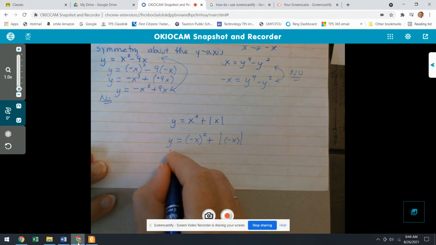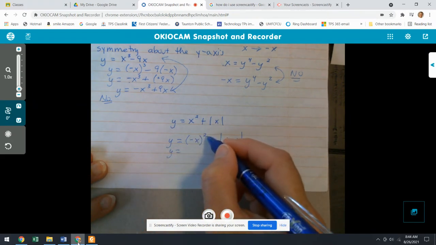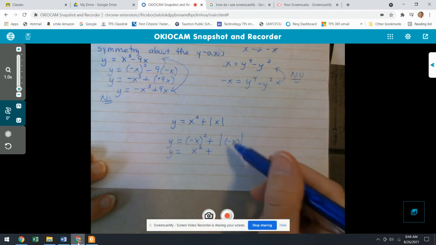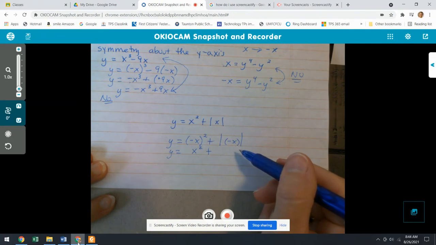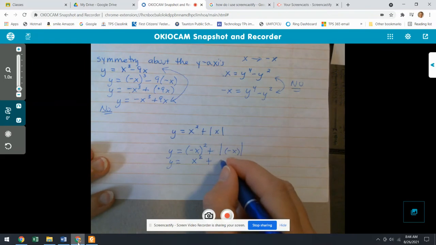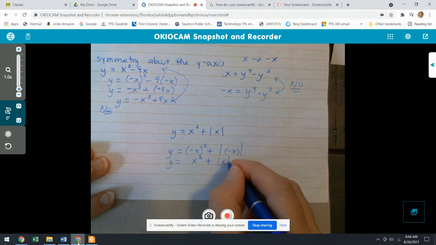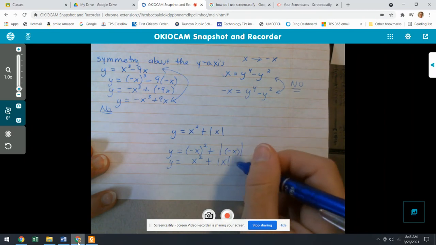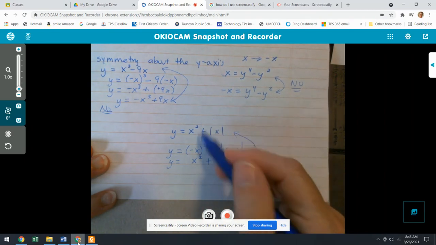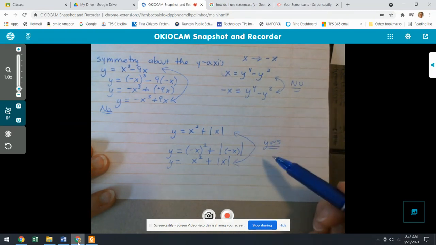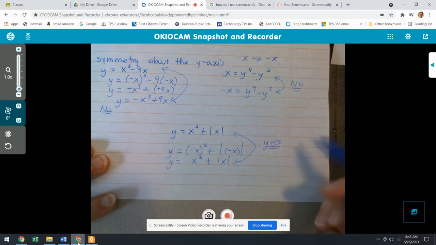So the y can't change, the equals doesn't change. But what is negative x times itself? It becomes positive x squared. Copy the plus sign. And what is the absolute value of a negative x? The absolute value of the opposite of x is not going to change. It doesn't matter whether your x is positive or negative, you're going to get the same value out. So this simplified to that, and now we're just comparing them, the original to our new one. They absolutely do match. So this function would have symmetry, excuse me, about the y-axis.